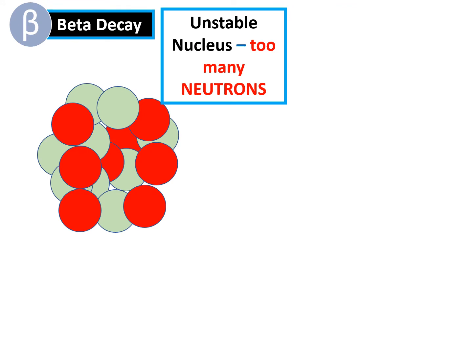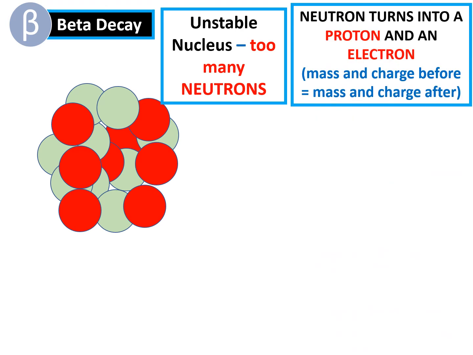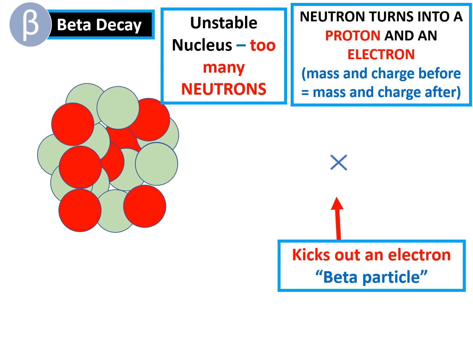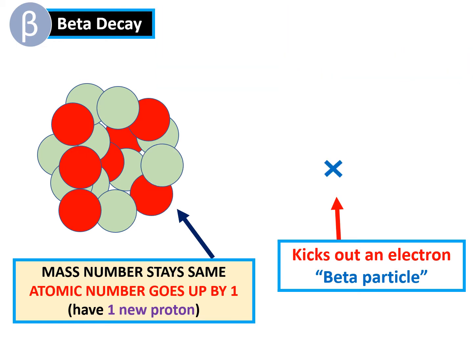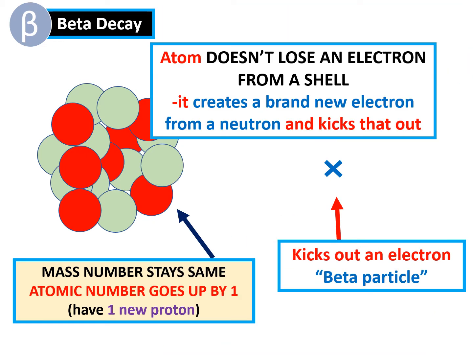In beta minus decay, you've got too many neutrons. So a neutron will turn into a proton and then, in order to conserve charge, kick out an electron. It kicks out an electron, which is called a beta particle or a beta minus particle. So the mass number stays the same, but the atomic number goes up by 1 because we've got 1 new proton. Note that the atom doesn't lose an electron from its shell. It's from inside the nucleus.